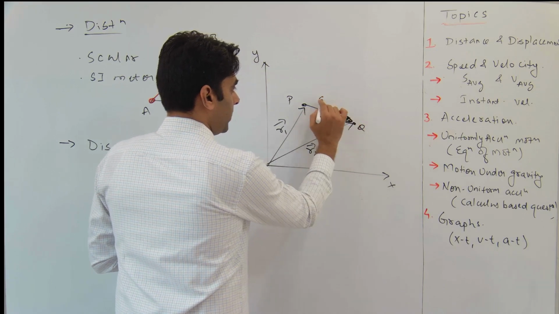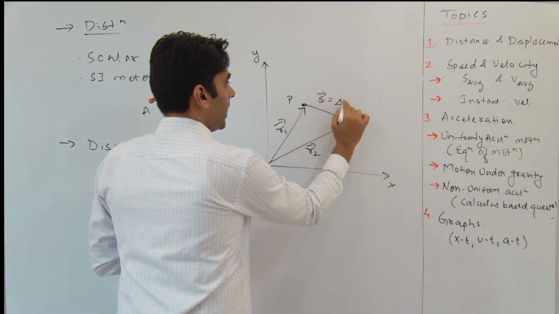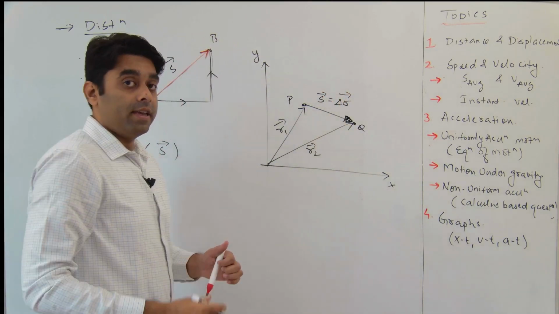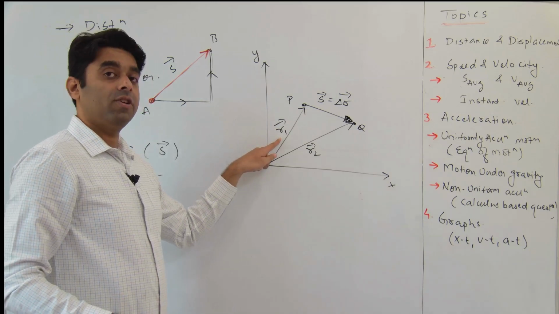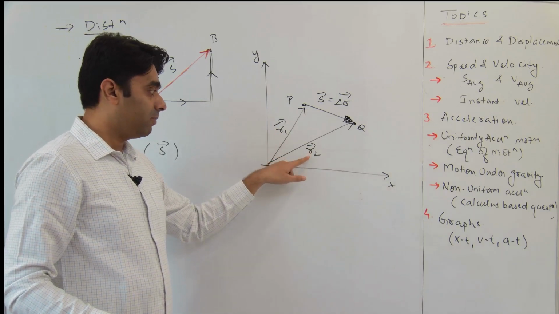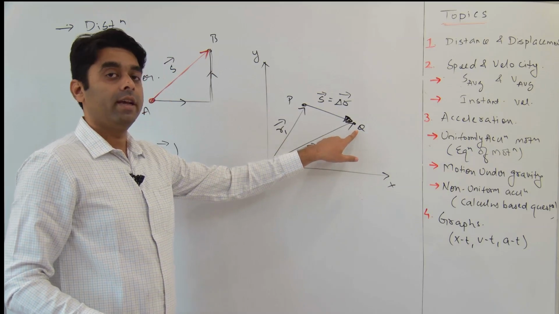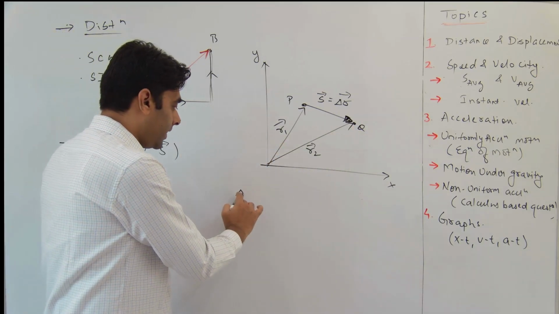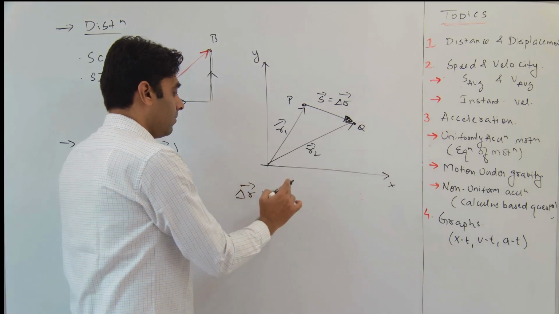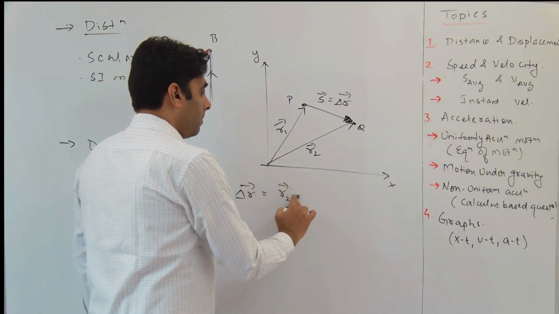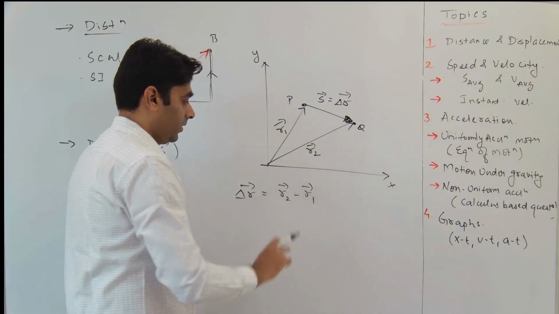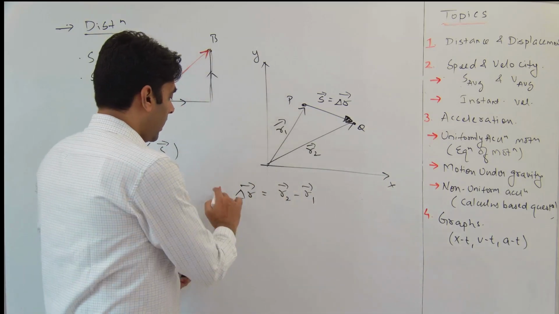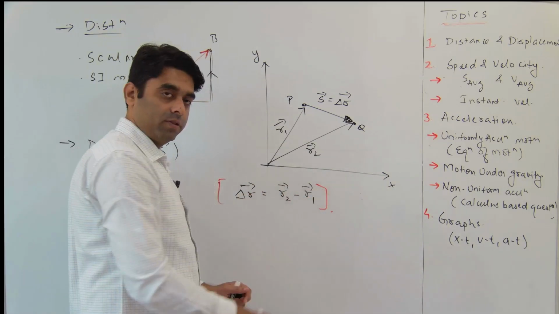This displacement S I am denoting by delta R. If the position vector of the initial point is R1 and the position vector of the final point is R2, then displacement in vector terms, delta R, can be written as the final position vector minus the initial position vector, R2 vector minus R1 vector. I hope this part is okay.